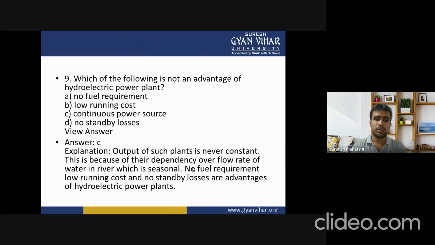So the correct answer is option C, continuous power source, because output of such plants is never constant. This is because of their dependency on the flow rate of the water in the river, which is seasonal. No fuel requirement, low running cost, and no standby losses are advantages of the hydroelectric power plant.